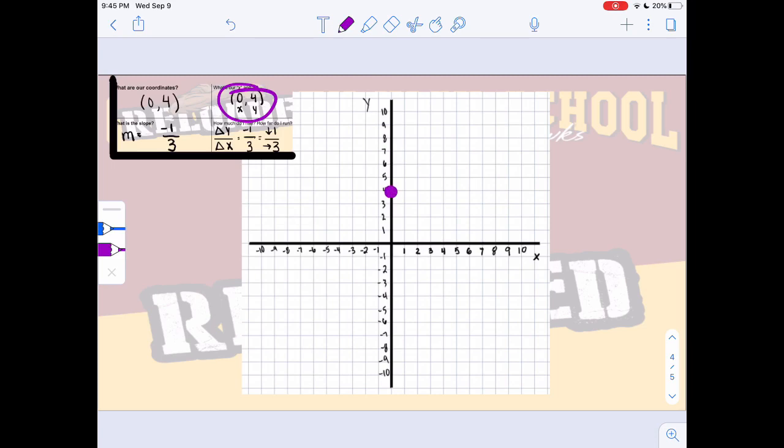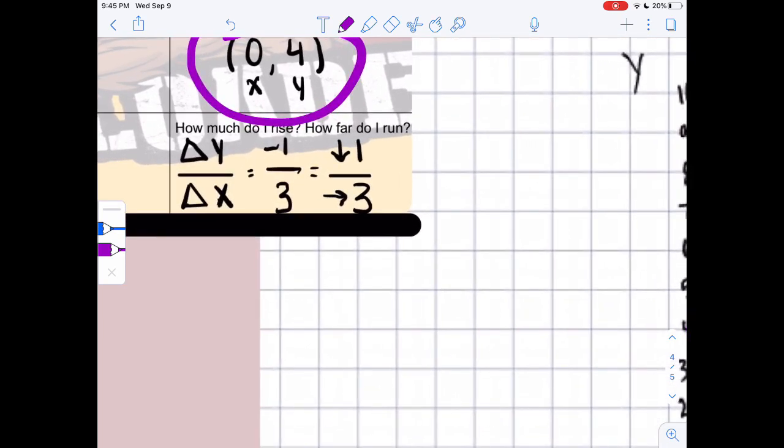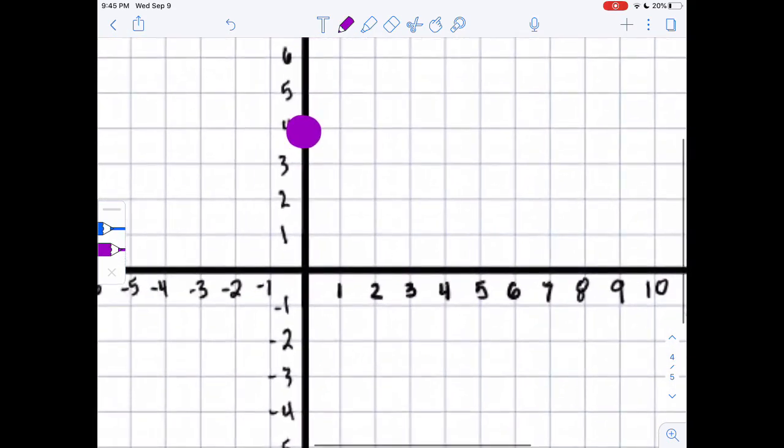And my slope is telling me that I need to decrease by 1, move down 1, and then add 3, move to the right 3. So let's do that. I'm going to decrease by 1 and then go to the right 3 times and plot another point. Let's try it again. I'm going down 1, decreasing by 1, and going to the right 3 times. I'm adding 3 in the x direction.